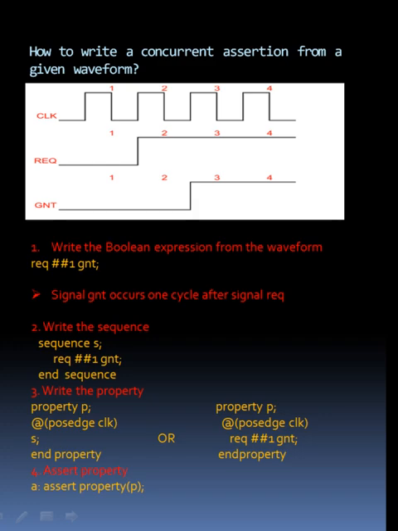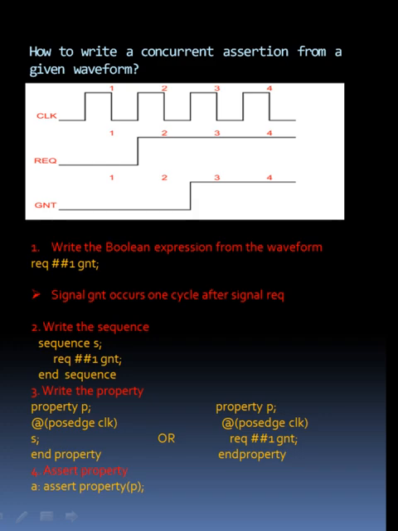Next, the third step is we should write the property. Property, how will we write? We'll write the property between property and endproperty. Here we are writing property, and we are giving it a name P. The P is the name of the property. Since in concurrent assertion we observe the signal over time, we have given it at the rate of posedge clock.